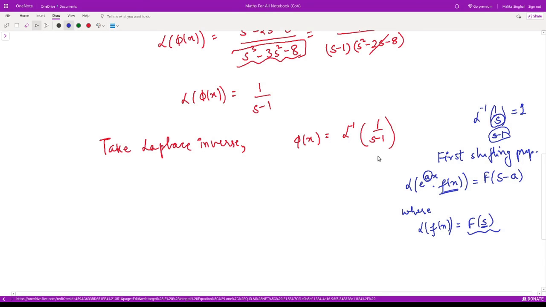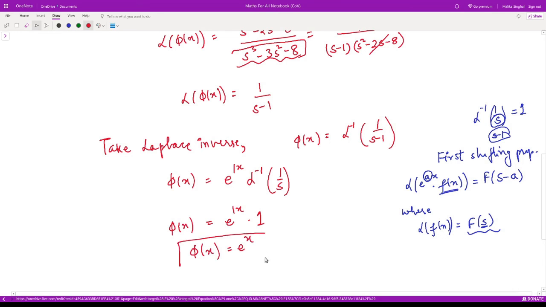So in this case we have to apply it in the other direction. So we can write this as e to the power 1x into the Laplace inverse of 1 by s, right? And what would be that? The Laplace inverse of 1 by s, we already know it is equal to 1. So our phi of x simply is e to the power x. So this is our solution, right?